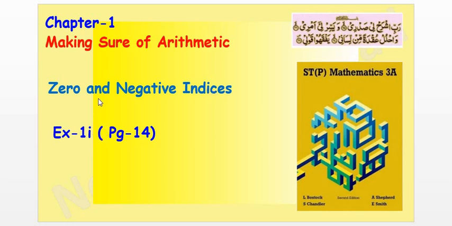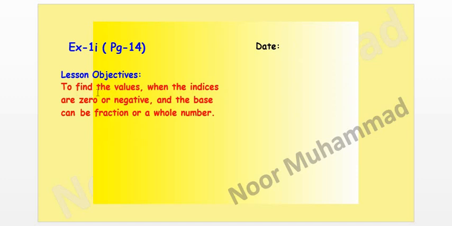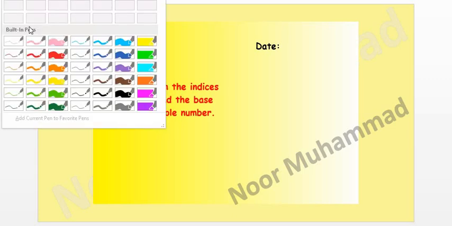The exercise is 1i of chapter 1. So our main objective will be how to find the values when the indices are 0 or negative, and the base could be a fraction or a whole number. Let me give you some examples.